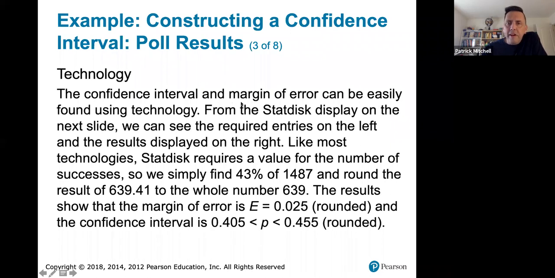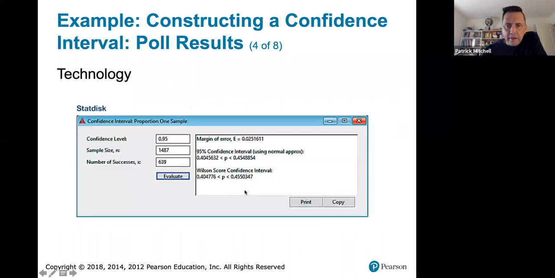Okay, the confidence interval and margin of error can be easily found using technology. So we can look at what the StatDisk display looks like on the next slide, but we'll also do it the regular way. Okay, so that display looks like this. You put in your confidence level, your sample size, and number of successes, and it gives you the confidence interval.